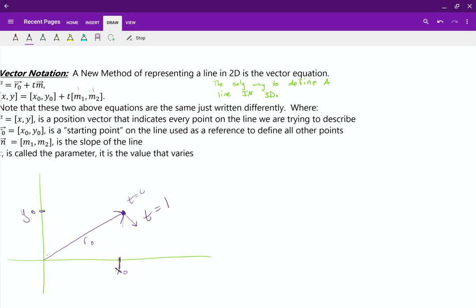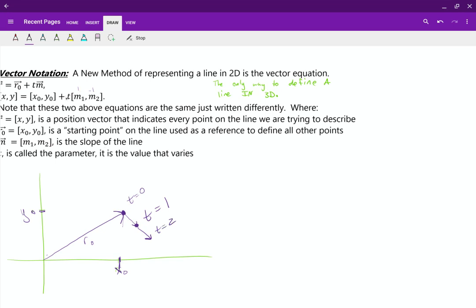Here, t equals 0. And there's a point on the line. What if I let t equal 2? Then you're basically telling people, go to x0, y0 and add to it 2 slope vectors. If I do that, I go to r0, which would be this, and then I add to it 1, 2 slope vectors. So I end up right there. That's where t equals 2.